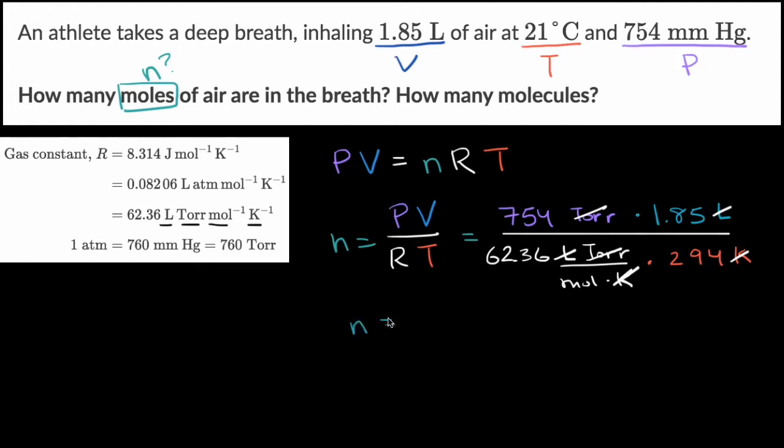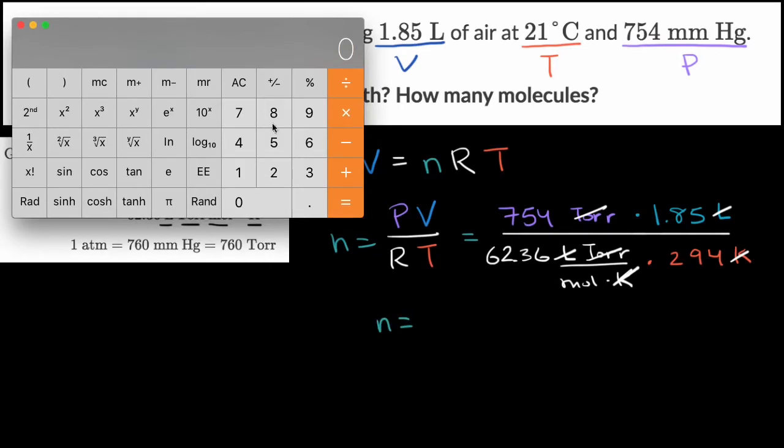So N, I keep using slightly different colors. So N is going to be equal to 754 times 1.85, divided by 62.36, and then also divided by 294, is equal to this thing.